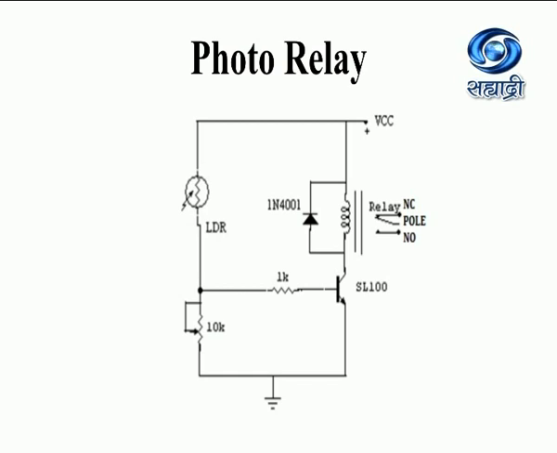the electromagnetic relay. Whenever light is incident on the LDR, its resistance is minimum and it is connected to the 1K resistor, which is connected to the base of the SL100. So when light is incident on the LDR, resistance is minimum, the base voltage is minimum, the micro base current flows through that transistor, and we get the collector current flowing through the coil of the relay, and we get the switching on action of the relay, so that the normally closed connection is connected to the normally open connection.